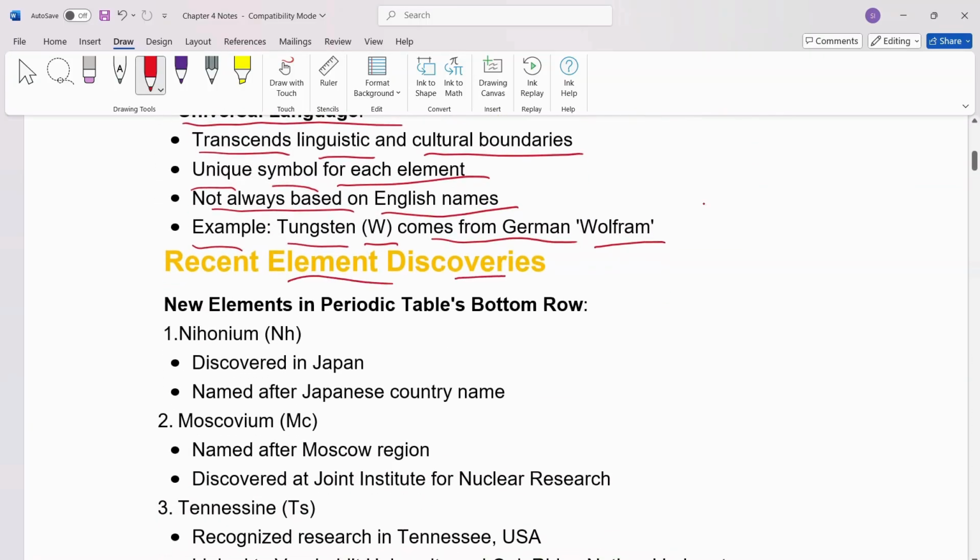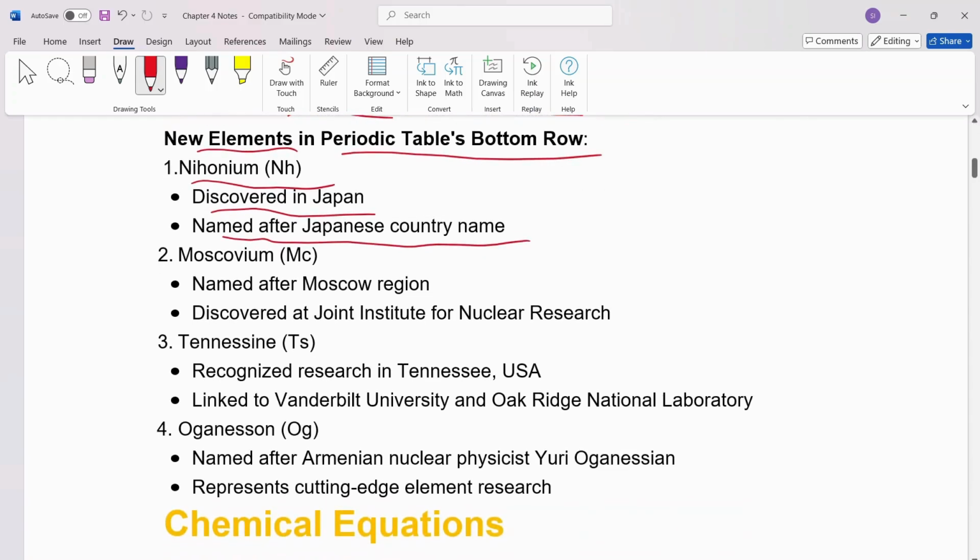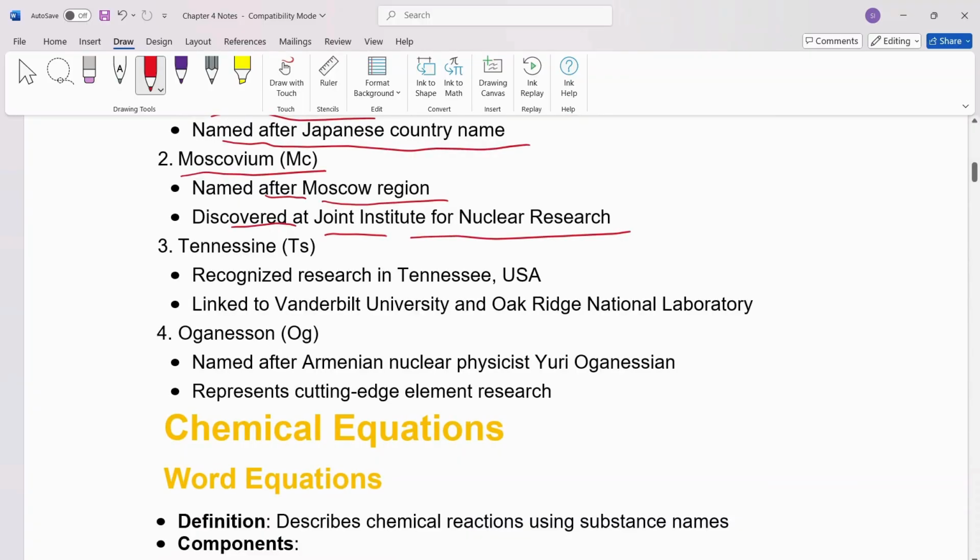Recent element discoveries, new elements in periodic tables, bottom row, nihonium Nh, discovered in Japan, named after the Japanese country name. Moscovium Mc, named after Moscow region, discovered at Joint Institute for Nuclear Research.